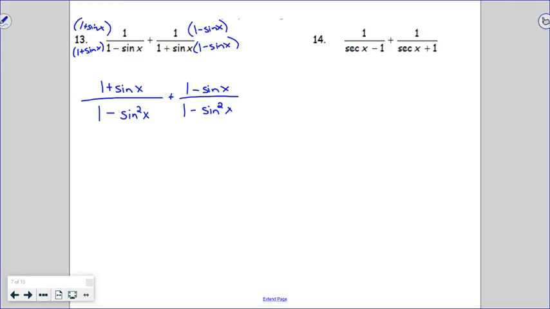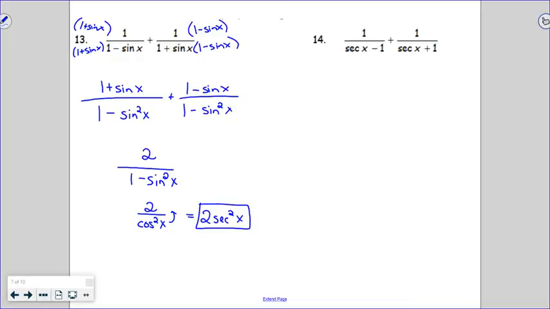So now I can go through and combine my terms in the numerator. 1 plus 1 is 2. Sine minus sine would be gone over the common denominator, which happens to be one of our Pythagorean identities, so I can replace that with cosine squared. And a cosine squared in the bottom is the same thing as, move that to the numerator, 2 secant squared x.